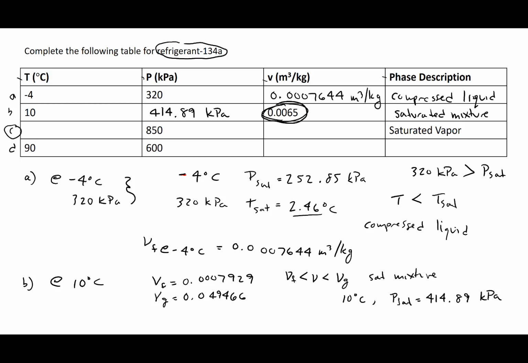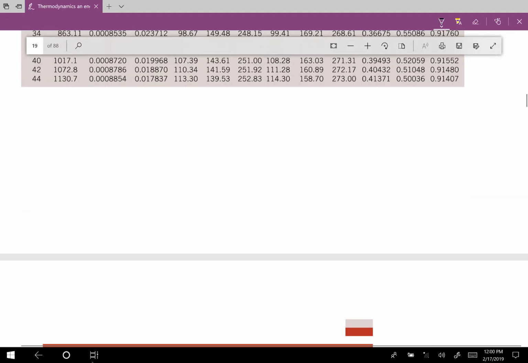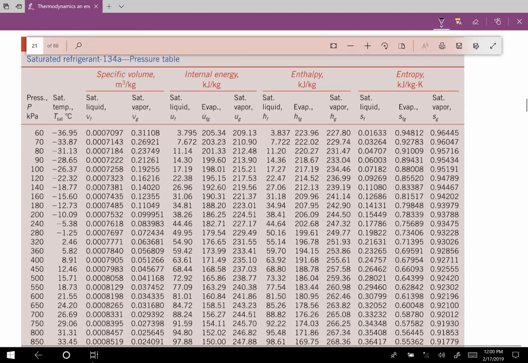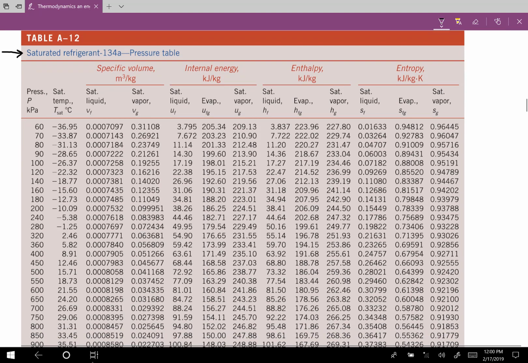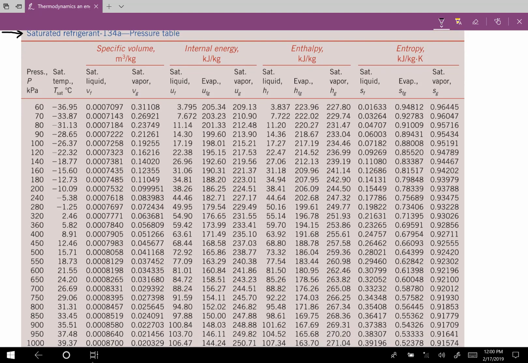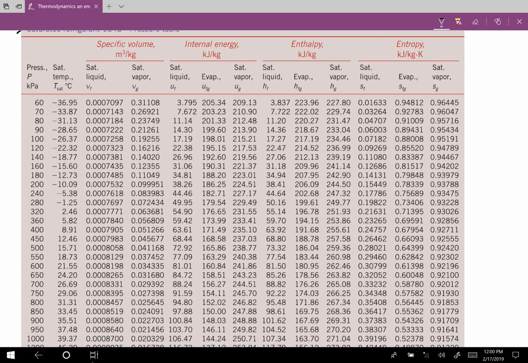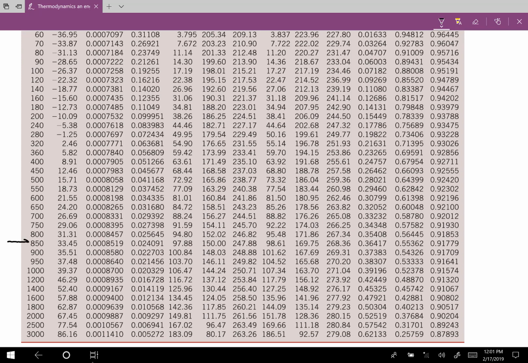Now let's look at C. For C, we're given the phase, a saturated vapor, and we're given the pressure as 850 kilopascals. Since it's a saturated vapor, we know what table we need to look at to get the temperature and the specific volume. The temperature is going to be the saturation temperature at the pressure given, and the specific volume is going to be the specific volume of the saturated vapor at the pressure given. So let's go look at the table. This time we want the table that's given in pressure, because we're given a pressure.